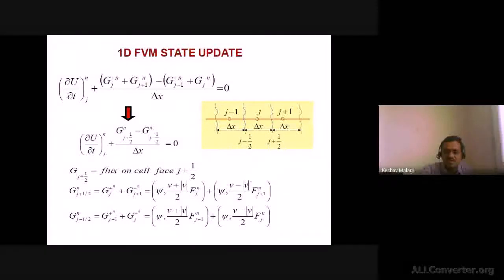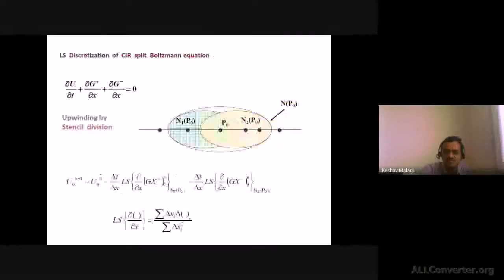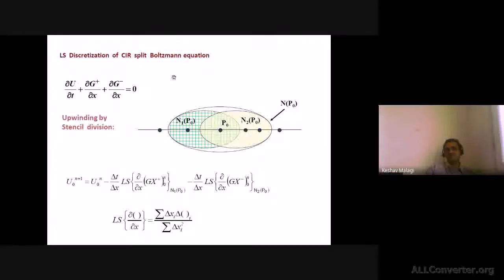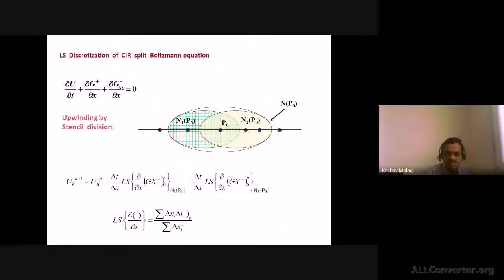The same thing is done in finite volumes. Let's not get into the algebra of this, but it is essentially the same thing, with fluxes defined at the interface. So now let us go to the LSKUM aspect of it: LS discretization of the KFVS split Boltzmann equation. So this is the KFVS split Euler equation, and this is the derivative of G plus and this is the derivative of G minus.